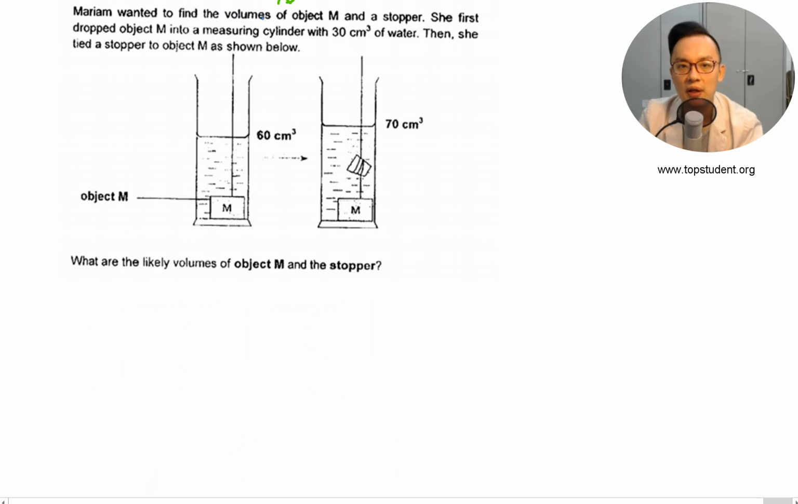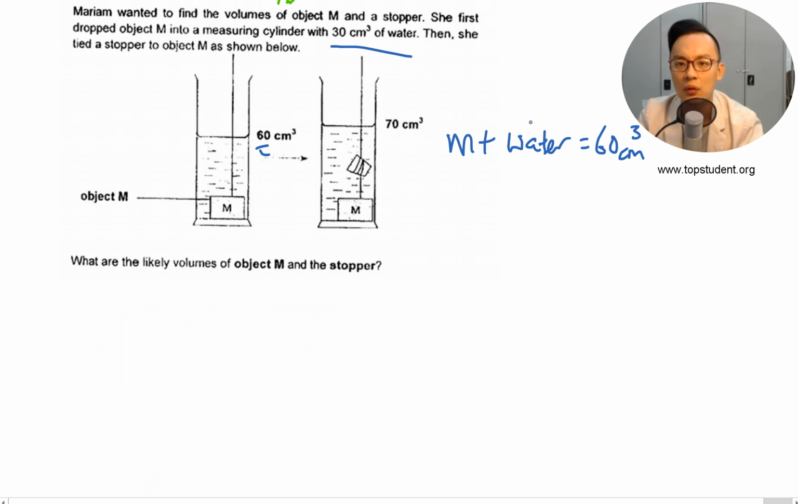Okay, so someone wanted to find the volume of M and a stopper. She first dropped M into a measuring cylinder with 30 cm. So initially there was 30 cubic centimeters of water. Then she tied a stopper to object M as shown below. What are the likely volumes of object M and the stopper? So M plus the water is actually 60 cubic centimeters.